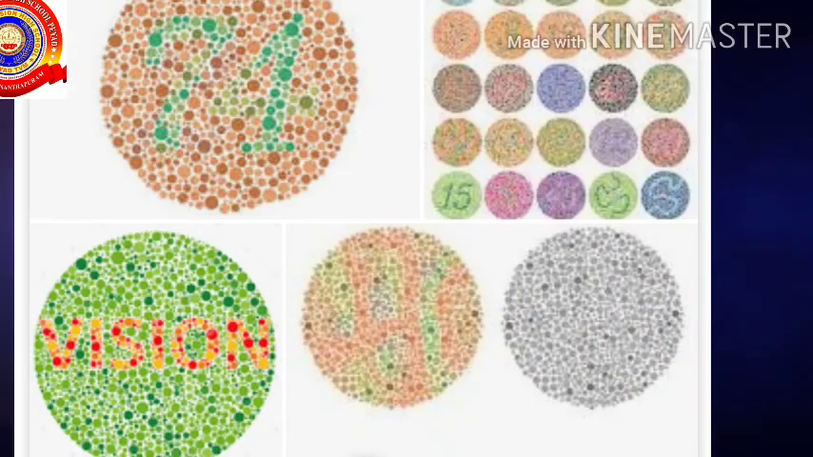Third one is color blindness. Color blindness is due to the deficiency of cone cells in the retina. In the cone cells, there are three primary colors such as red, blue and green. Some persons cannot distinguish green and red colors due to the defect of cone cells. This condition is called color blindness.